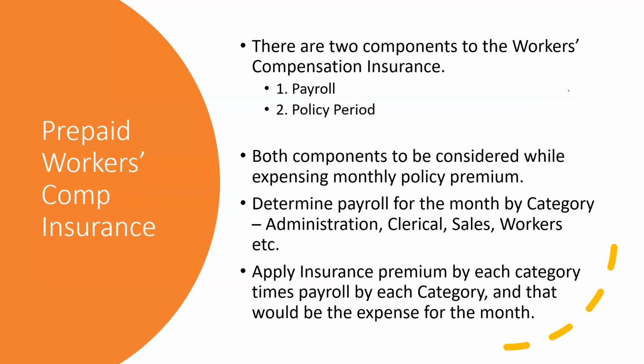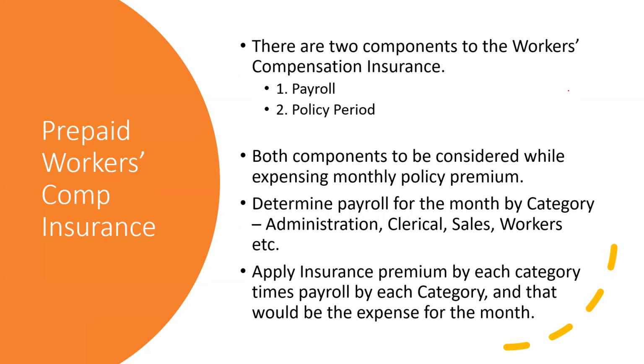Now, in case of workers' compensation insurance, it is a little different than other insurances in the sense that there are two components to that premium policy. One is the policy period, and the second is the payroll. When a quotation for workers' compensation is asked for, the insurance company would normally ask for the payroll estimation, and that too by category: how much will be the payroll for the officers of the company, how much for the clerical staff, for salespeople, for workers, etc. Based on whatever estimation is given, premium will be quoted and charged.